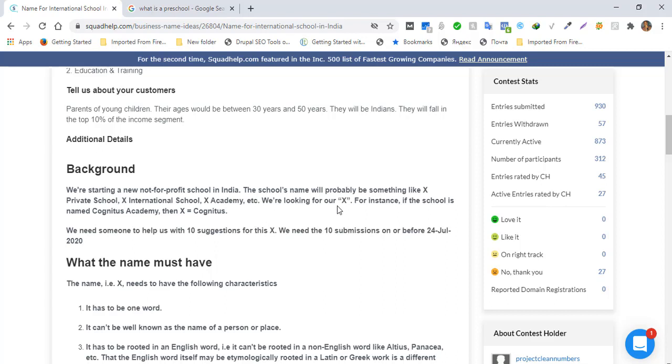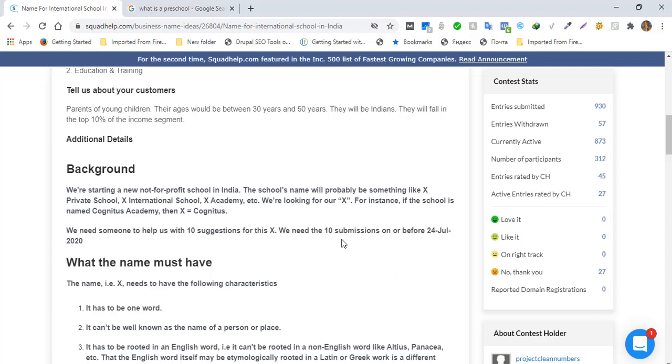Then we are looking for our X. Exactly, it is the X that they are looking for. For instance, if the school is named Cognitus Academy, then X is Cognitus. So it is this X that you are going to be researching, and basically just add Academy to it, or International School. Do you understand? Or Private School. Then we need someone to help us with 10 suggestions for this X.